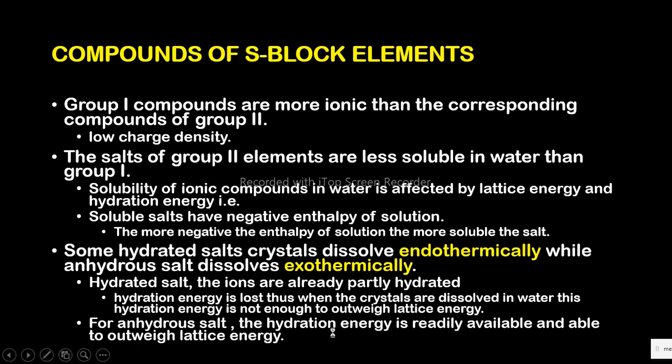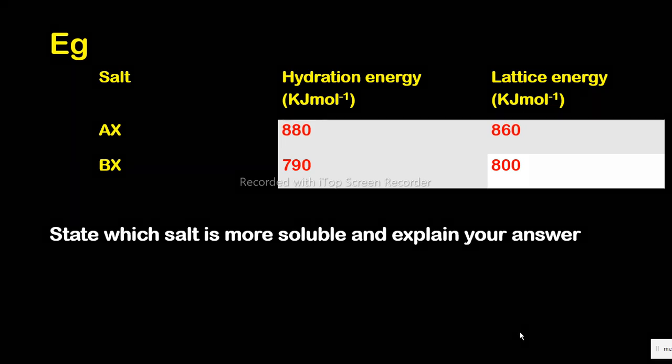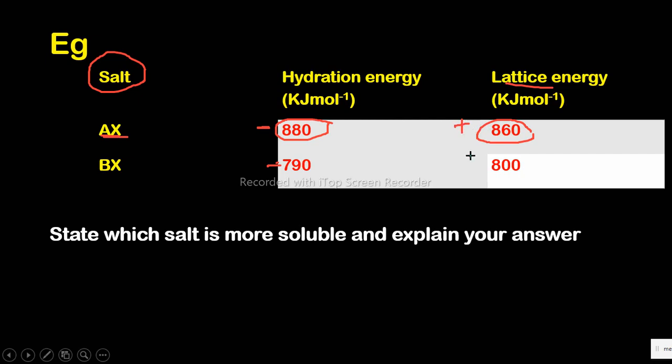Yes, in case you have a question, you can drop it. So, for instance, you can check on that. This is what we've been studying, and we shall not repeat this. You have a salt, and the salt is AX, and the hydration energy here is 880, and the lattice energy here is 860. So now, the hydration energies are negative values. But the lattice energies are positive values.